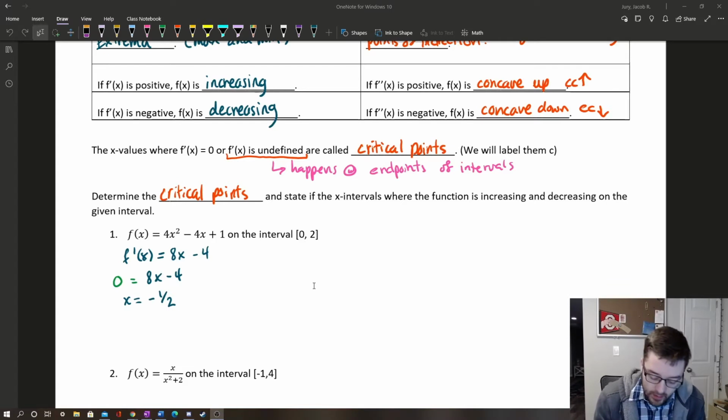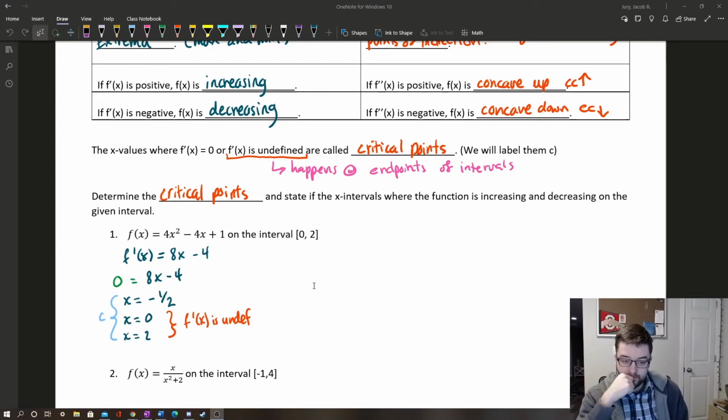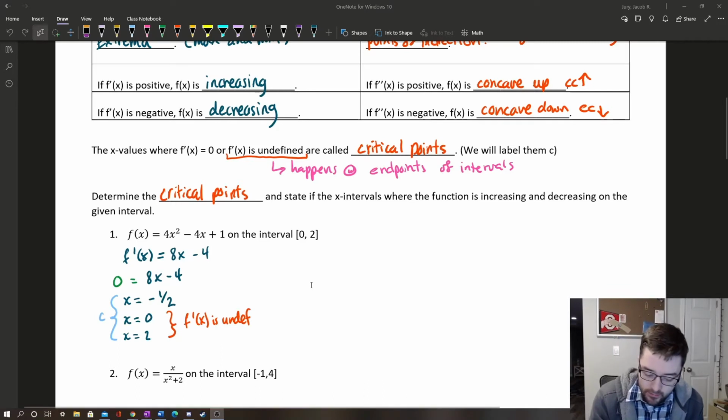And then I've got x equals 0 and x equals 2 as my other critical points, because these are endpoints. So f prime of x is undefined here because those are my endpoints. So all of these, which we'll label, are C, the critical points. We can only find one where the function is equal to 0. That's fine. But what we're going to do now is determine where the function is increasing and decreasing.